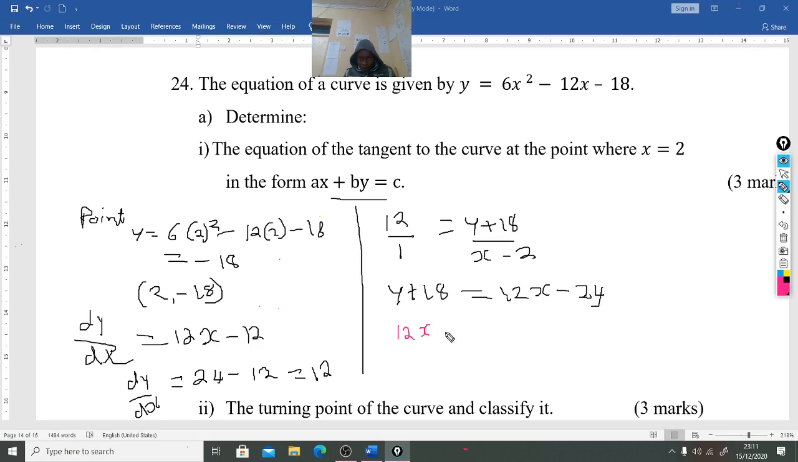12x minus y equals 42. That is in the form that we have been asked to write. This is the form and this is the answer. So that is how we calculate the equation of the tangent. The equation of the tangent equals the equation of a curve at a given point, because they are parallel.